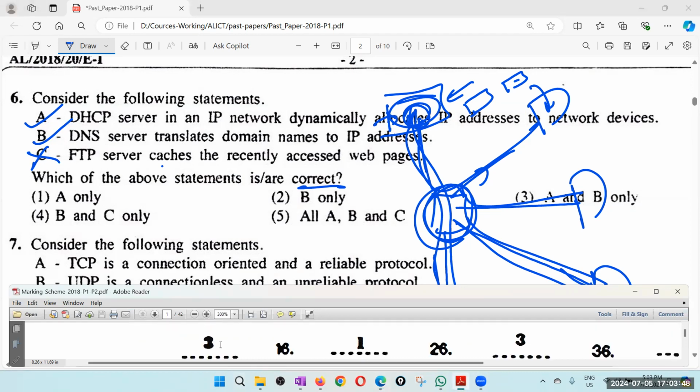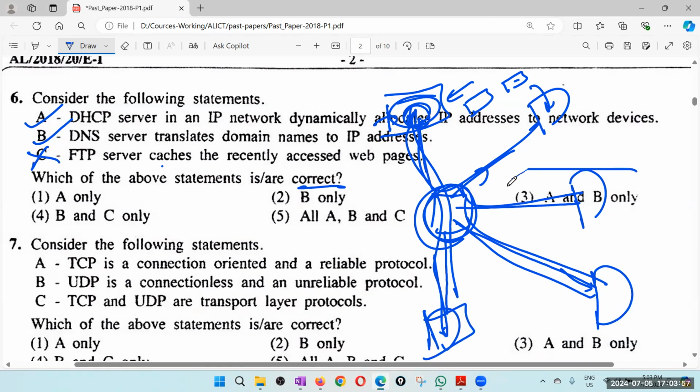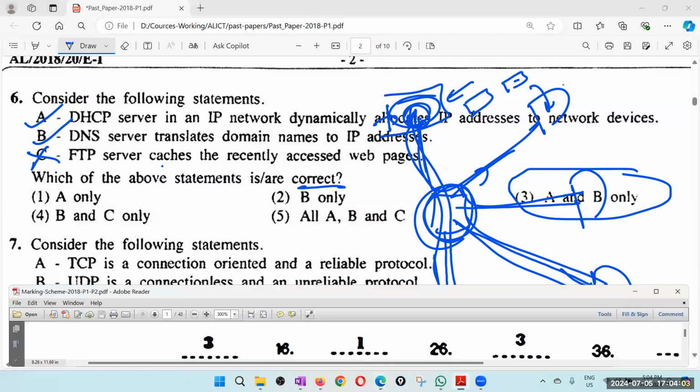6-1. Yeah. I don't know whether they change it later. According to my marking scheme, it says third one. Anyway, that is correct, right? Okay, that is correct. A and B only. I thought the answer is wrong. No, the answer is correct. So the 6-1 answer is correct. Third one, right? Correct. Okay.